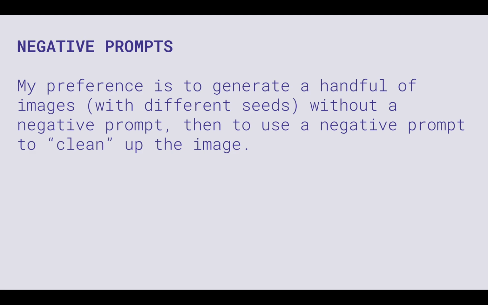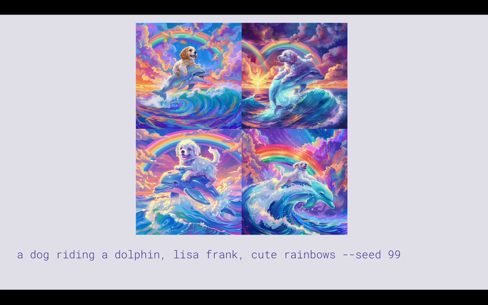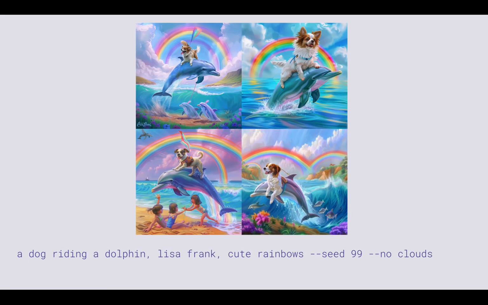So first, I think we'll look at an example where this doesn't work. Here I've got my dog riding a dolphin, Lisa Frank, cute rainbows. And let's say I really like this, but I want to remove the clouds. For whatever reason, I don't want clouds in this image. In Midjourney, the way to say no or to remove something or use a negative prompt is to do --no and then fill in your prompt. So in this case, I said no clouds.